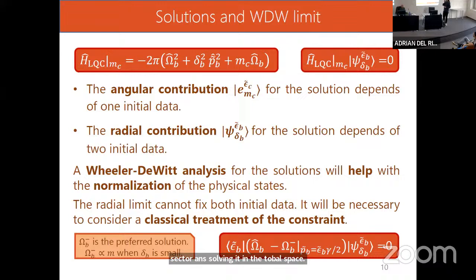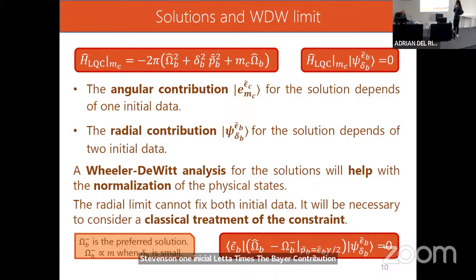Mathematically, this means the following. Here I have the Hamiltonian restricted to the radial sector, and here the equation that needs to be solved. Despite the notation, I recall that it is in the dual space. So the solution for the geometrical sector can be constructed by taking the tensor product of the angular contribution given here, that depends on one initial data, times the radial contribution given here, which depends on two initial data.